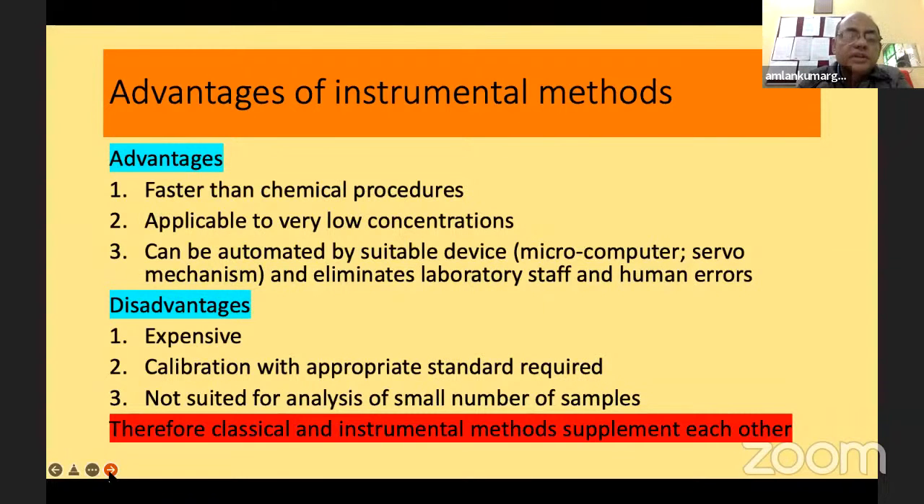However, their disadvantage is that they are very expensive. It may run into crores. Calibration with appropriate standards is required, because it is an instrument analysis. Whatever you feed as a standard into that instrument, you will get your values accordingly. So if you feed a wrong standard, you get a wrong result. These are not suitable for analysis of a small number of samples. For example, I want to do an NMR of one sample.